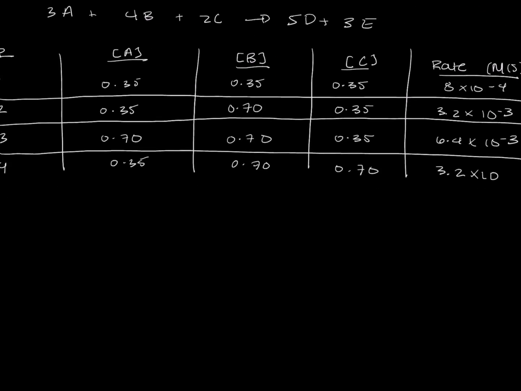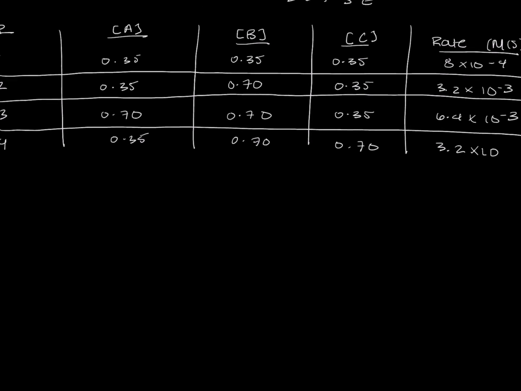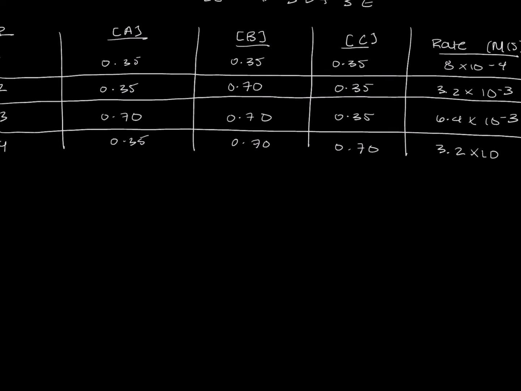So what we have to do is look at the experimental data. If I were to set up to solve this problem, what I would want to do first is look at experiments 1 and 2 only. What's the one thing that's changing? Here, for concentrations A, there's no change, and for C, there's no change. So we're going to be looking at B.